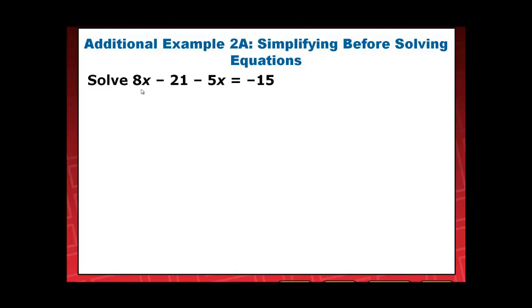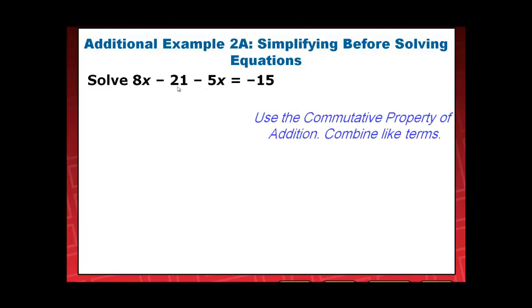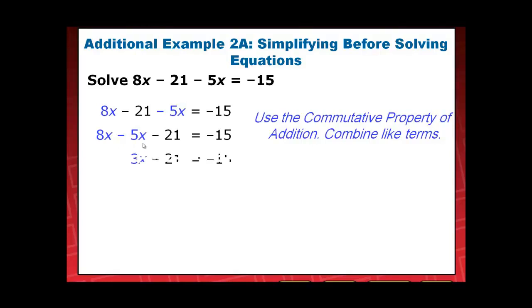Okay, where are the like terms? 8x and -5x. So we will take the like terms together, 8x and -5x. So 8x and -5x will be 3x, and -21 equals -15 stays the same.